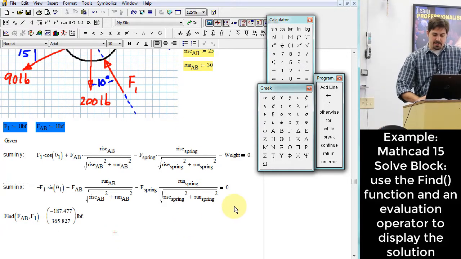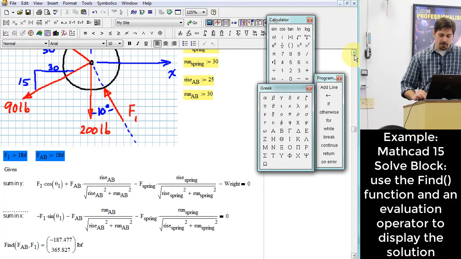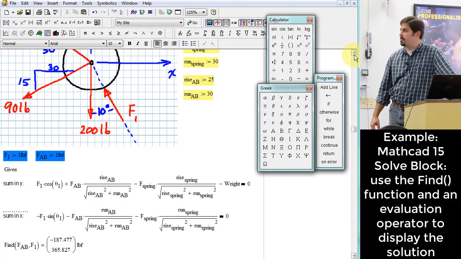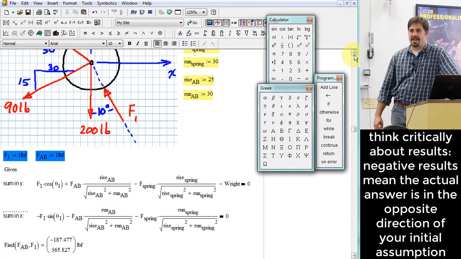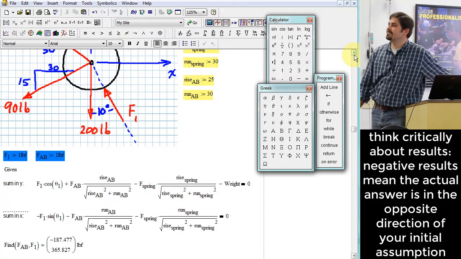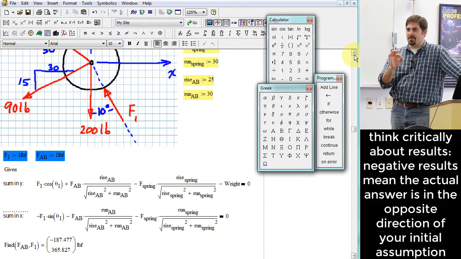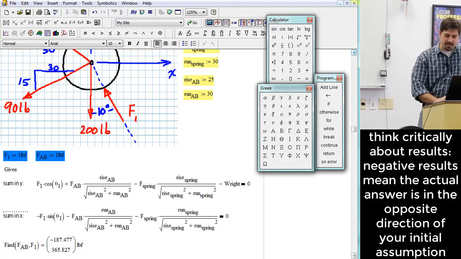And let's spend a couple seconds looking at these results. First of all, you'll notice FAB, the result came out negative. What does that mean? Ideas? I hear some, you're dancing around the center part of what we need to think about with this.